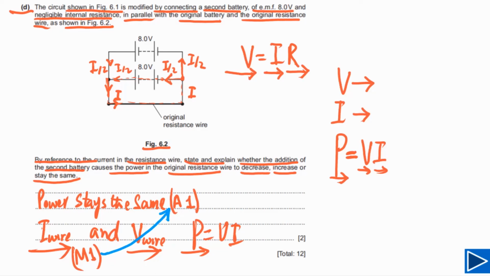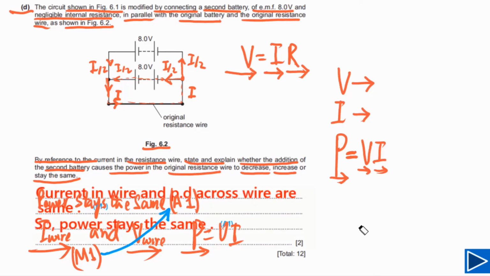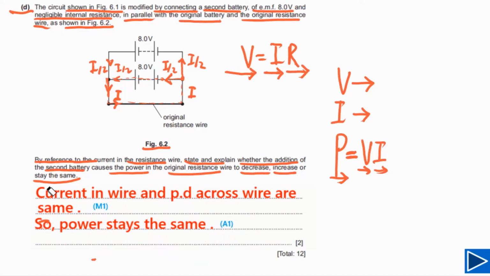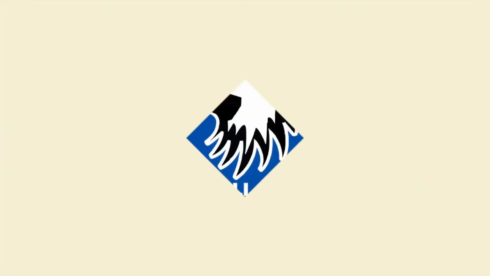Now let me show you the answer, how you can write it down in a proper way. Let me clean. So this is how you can write down your answer. As you can see, this question has 2 marks. The first mark is the M mark. So if you have mentioned current is the same, potential difference across the wire is the same, so power stays the same.